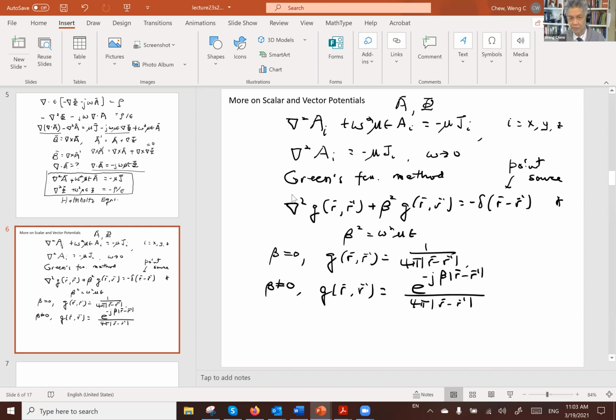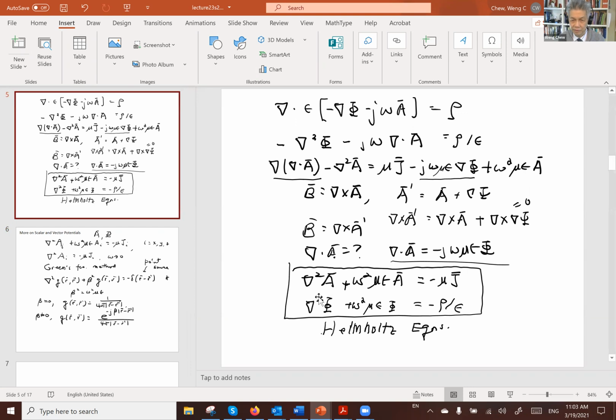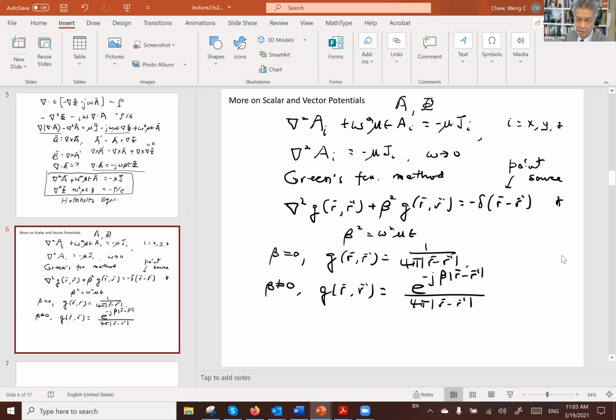And once you know how to solve this equation with a point source on the right-hand side, okay, you can use the principle of linear superposition to find the case when you have a distributed source on the right-hand side. And you can do the same to the other equation, which is this equation over here. You find the point source response of this equation. And then once you have found that, you can use convolution or the principle of linear superposition to find the solution when you have a distributed source.